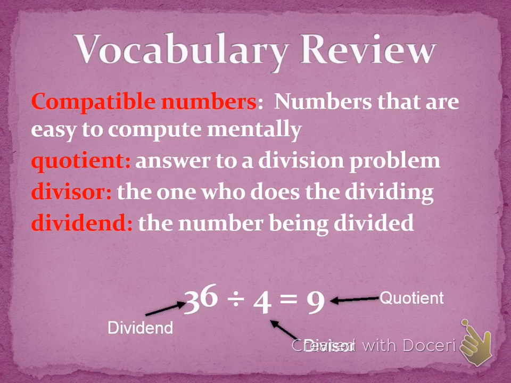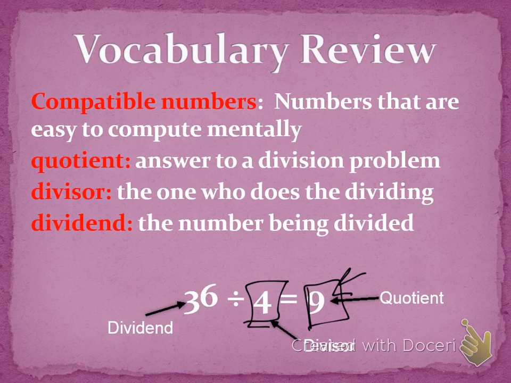Compatible numbers. These are numbers that are easy to compute mentally. A quotient is the answer to the division problem. For example, right here in the problem 36 divided by 4 equals 9, the answer of 9 would indeed be our quotient. The divisor is the one who does the dividing.